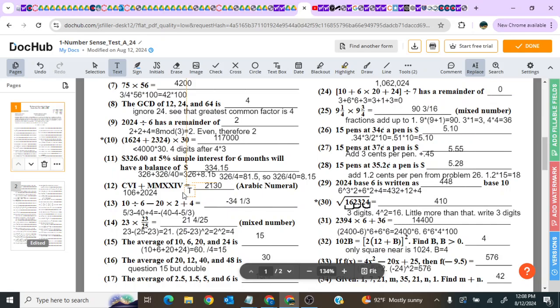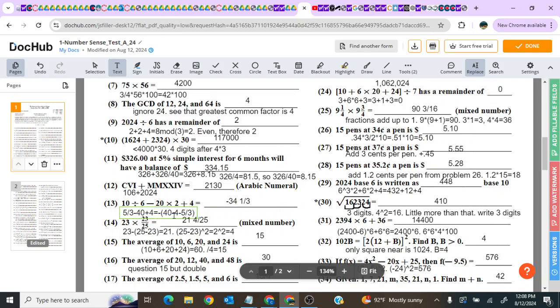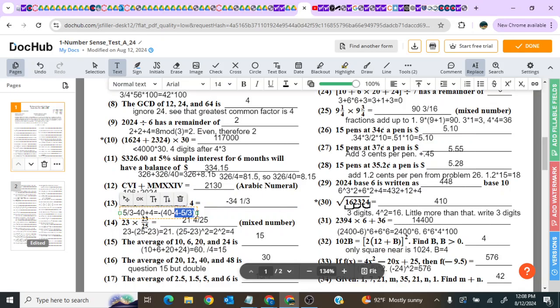Okay, 10 divided by 6 minus 20 times 2 plus 4. Well, this is 5 over 3. If you simplify it, this is negative 40. This is 4. So you just have to add and subtract those all together. If it makes it easier, you can flip the sign on everything and then flip it back at the end. So 40 minus 4 minus 5 over 3 will get you 34 and 1/3. Flip the sign to get negative 34 and 1/3.